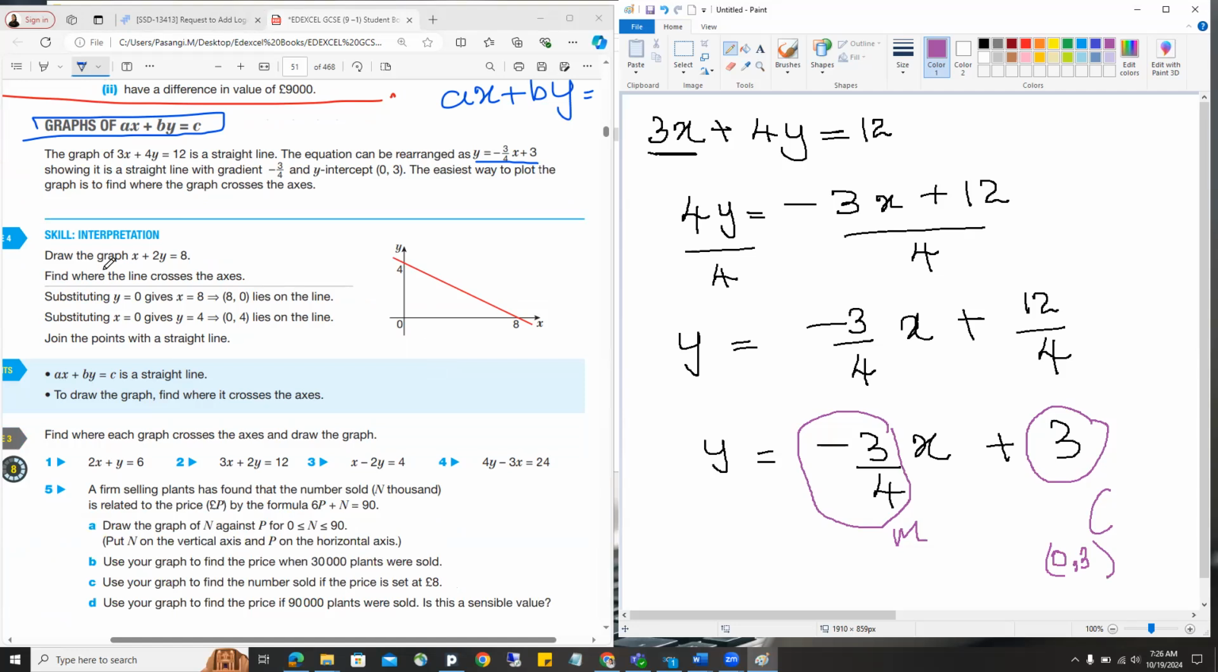So, skill interpretation. Now draw the graph that is x plus 2y equals 8. Can you do one thing? First, can you convert this into the standard form? Can you convert this x plus 2y into y equals mx plus c form? First do that one.